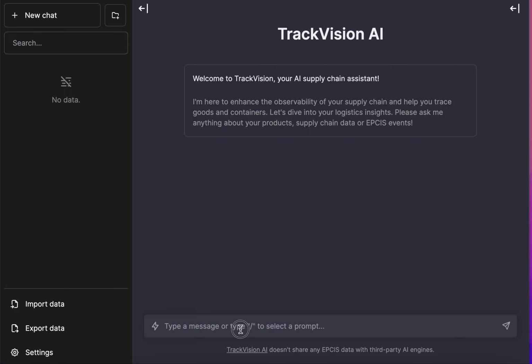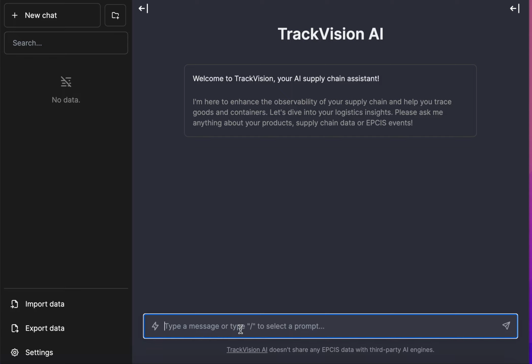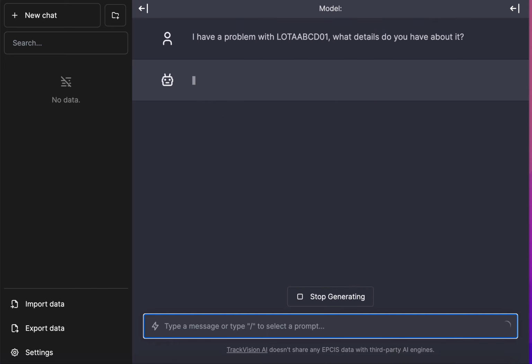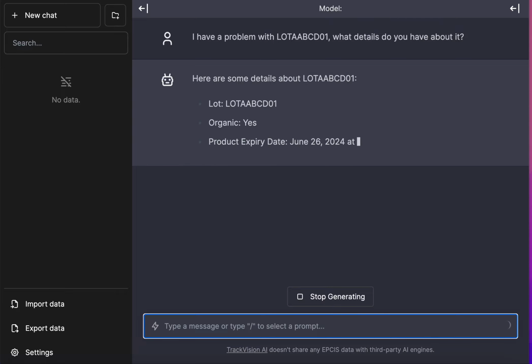So I'm just going to start out with the basic information. I found this bad bottle. I know which lot it comes from. That's printed on the bottle. So I'm just going to say here, I have a problem with lot AA BCD 01, and what details do you have about it? Just what do you know about this lot is really my first question, just to get myself started here.